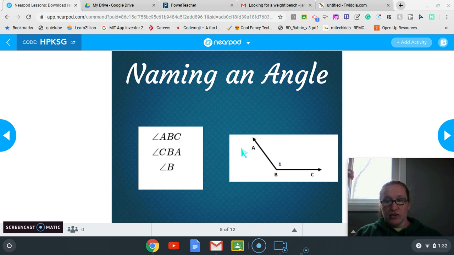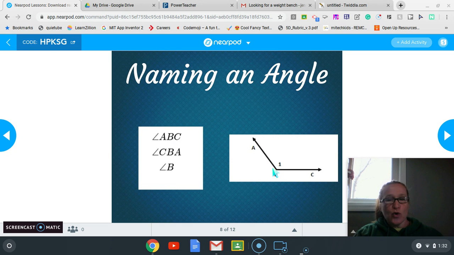Anytime you name an angle, you will talk about the rays. So we have this is A and this is C, and then our middle letter should always be the vertex, which is B. So A, B, and C. Now we can also call it C, B, and A. We're just looking at it from the other direction. Again, the B has to be in the middle because that is the vertex.